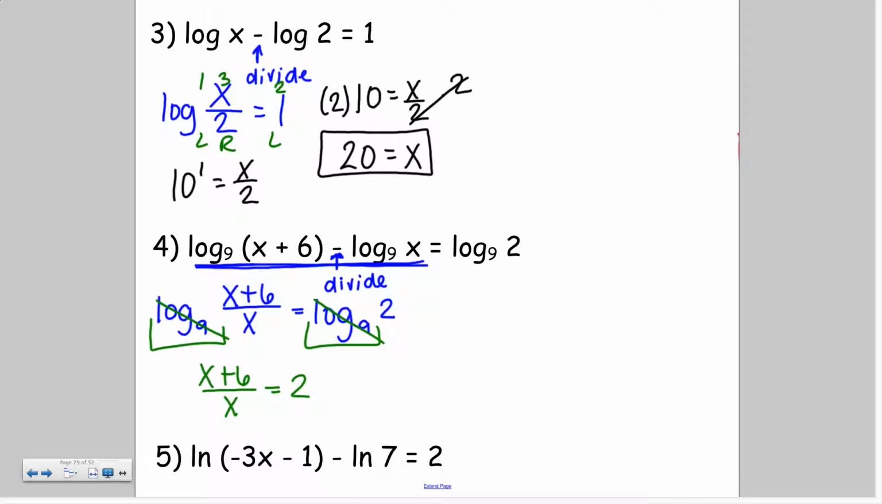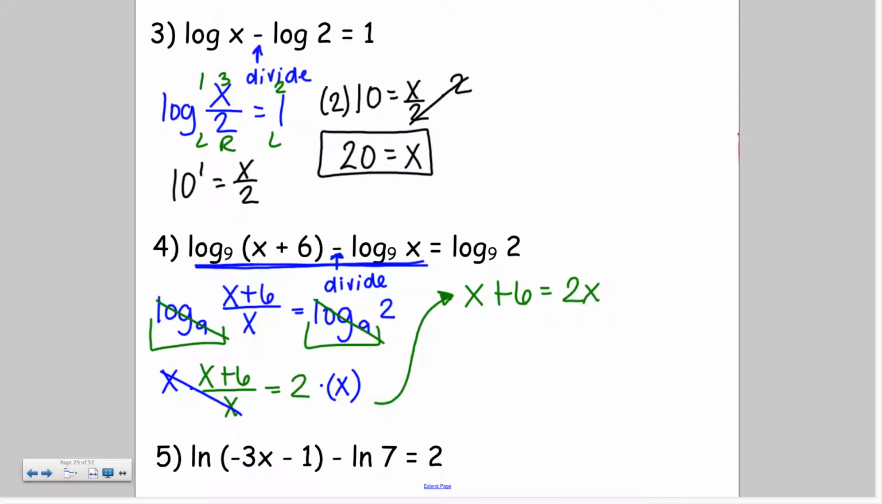Now, get rid of this fraction, and in order to do that, we're going to multiply by x on both sides. All right. So there's an x on top and an x on the bottom, so since it's being multiplied, I can get rid of that. All right, and that's going to leave me with x plus 6, and then 2 times x is 2x.